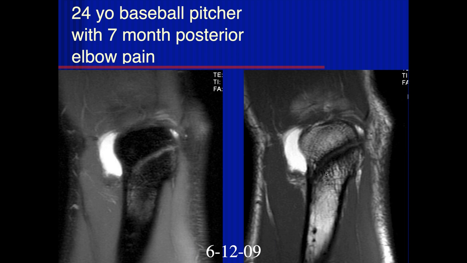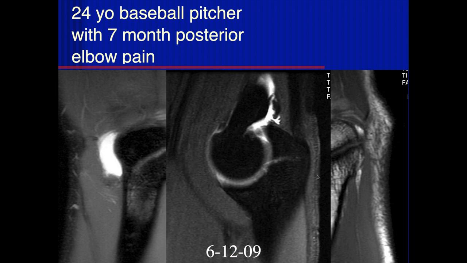This is a 24-year-old baseball pitcher. So I see on the proton density image the fluid signal intensity along that posterior olecranon. Is this an arthrogram, or is that T1 or T2? This could be an arthrogram, I'm not sure. Okay. It kind of looks like there's probably sclerosis along that line, so it's chronic.